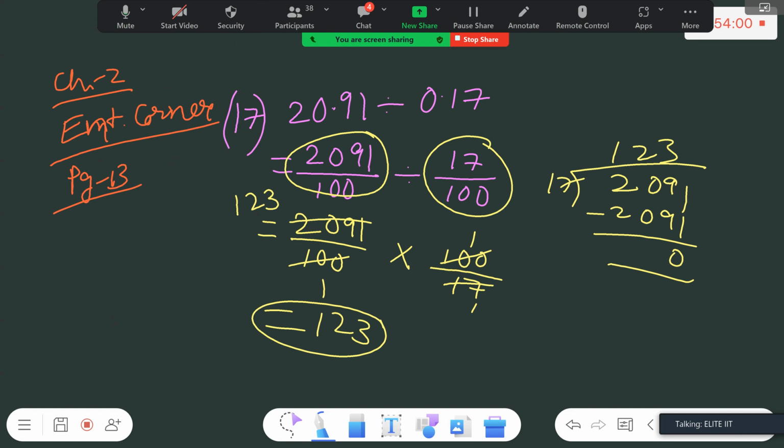Fraction chapter? Yes, sir. You have a doubt? You have a question? I got it. Okay, tomorrow we'll do it.